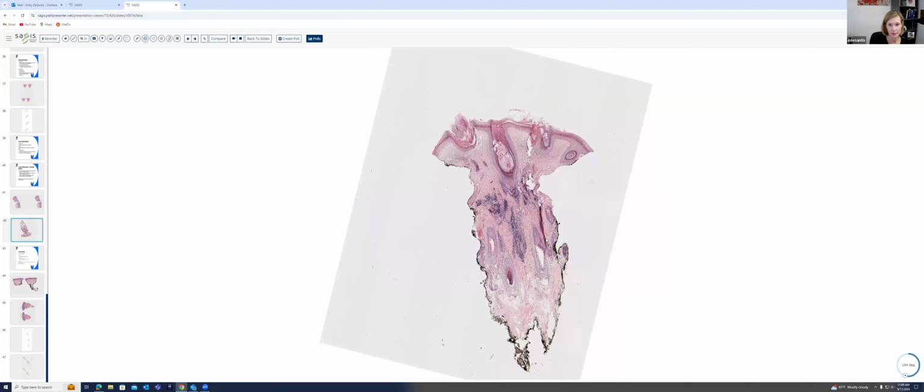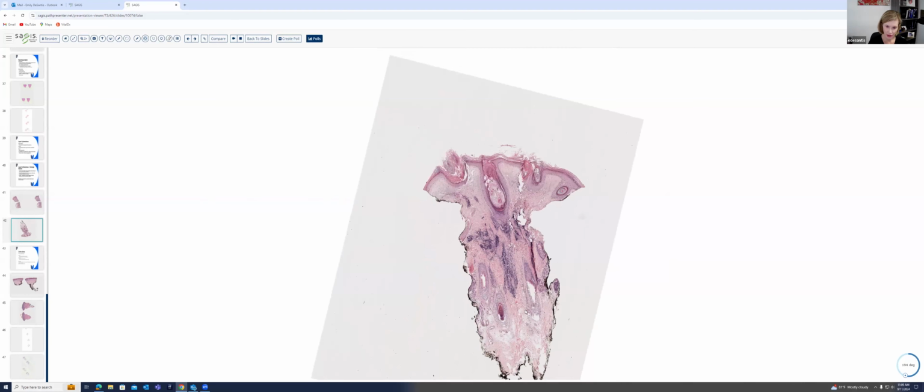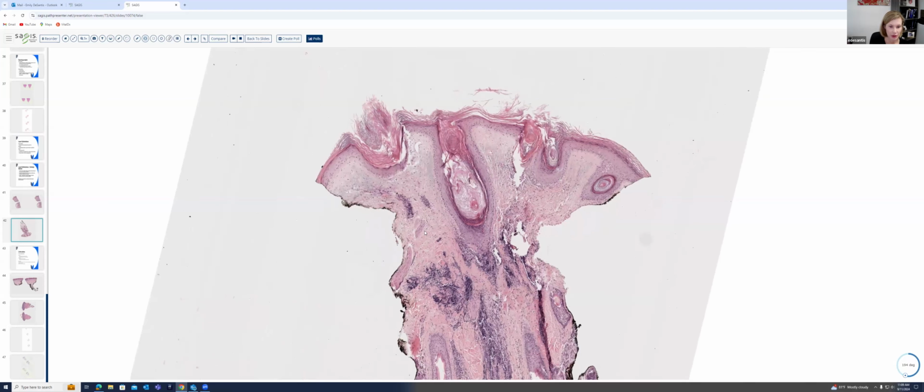This is another example where at low power, we have a nice deep punch biopsy with some hyperkeratosis and these dilated follicles with keratin plugging. So as I mentioned, these are features of discoid lupus, and this is a very characteristic picture that we would see in discoid lesions. There is a perivascular and perifollicular inflammatory infiltrate that extends deep.